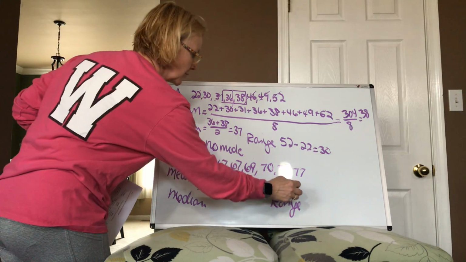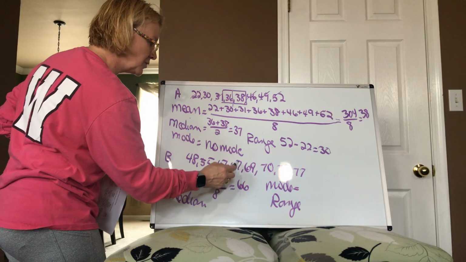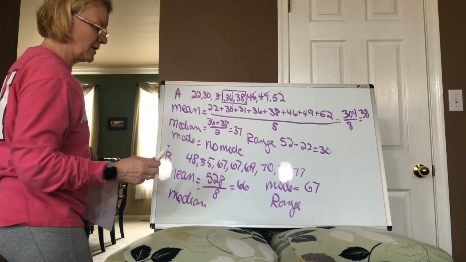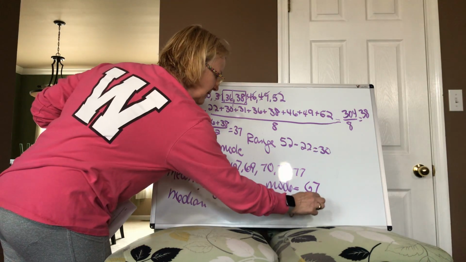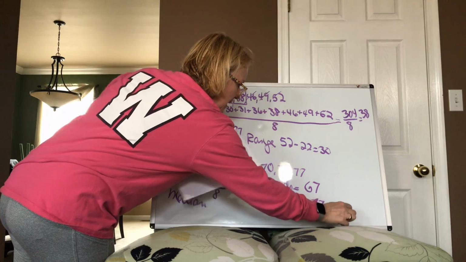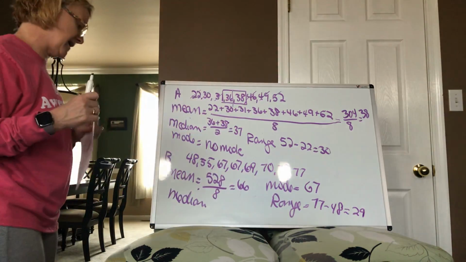Well, let's do mode first. Take a look at this set of data. I've got 67 appearing twice, and that's the only one that appears twice, so the mode is 67, the one that appears the most. Range, highest, 77, minus lowest, 48, gives you 29. That's how spread out the data is.